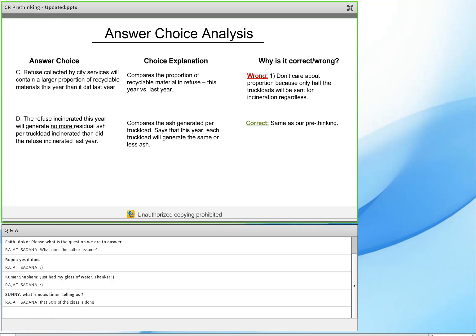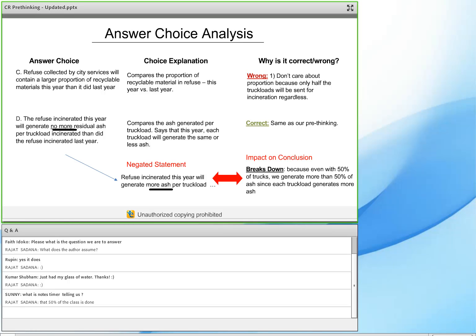Choice D talks about the ash per truckload, which is in line with our pre-thinking. You can really use a negation test as well if you're confused. We are going to negate the "no more" aspect, which is this part over here, and the negation of "no more" is "more", which means refuse incinerated this year will generate more ash per truckload than did last year. The impact on the conclusion? It will break the conclusion down.